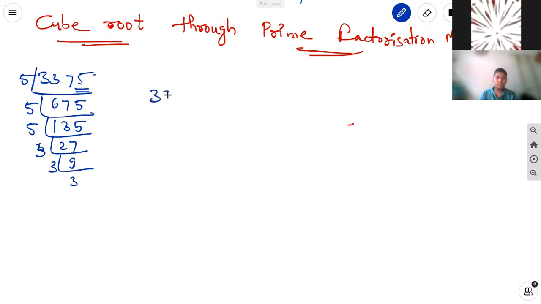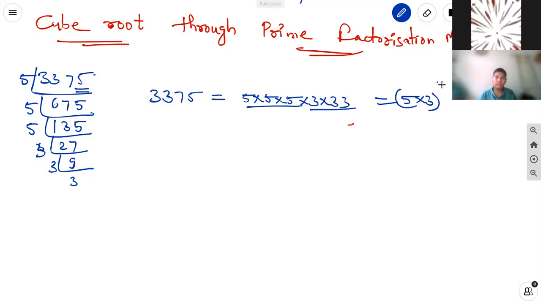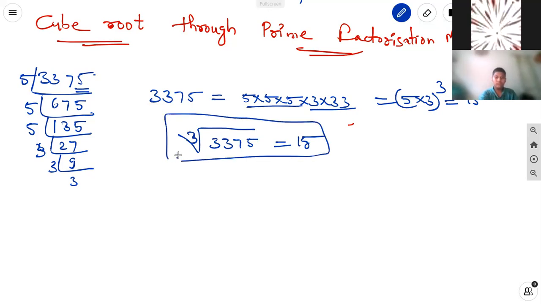So here 3375 can be written as 5 in triplet, 3 in triplet, that is 5 into 5 into 5 and 3 into 3 into 3. So it can be written as 5 into 3 whole cube. It is equal to 15 cube. So cube root of 3375 is equal to 15. In that way we can find out cube roots through prime factorization method.